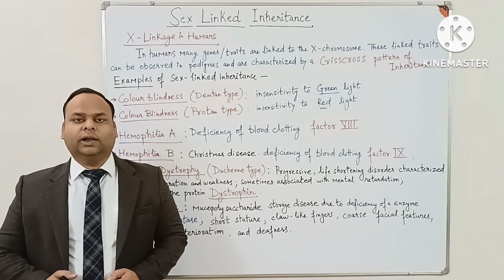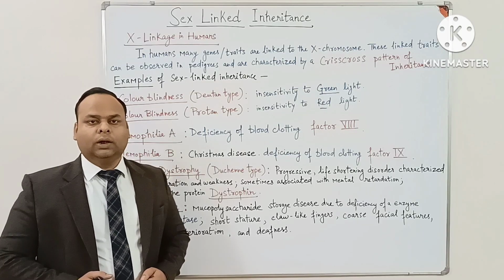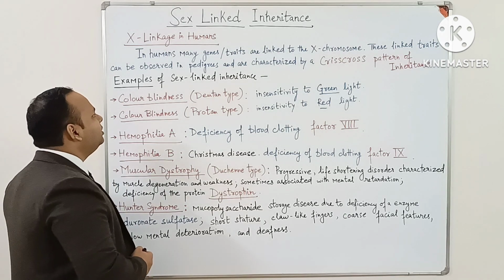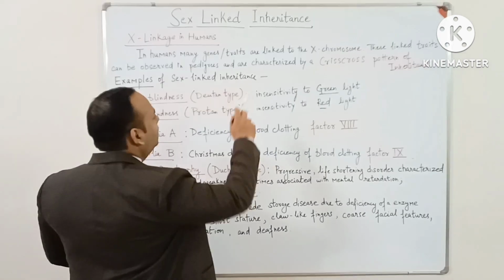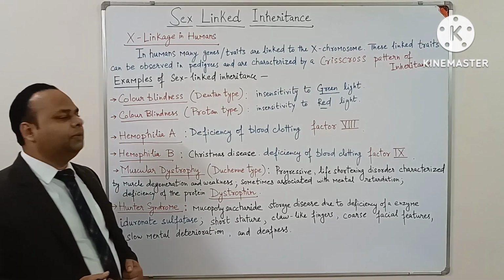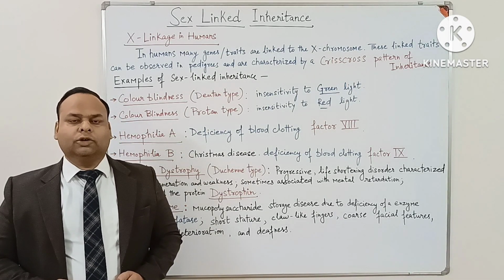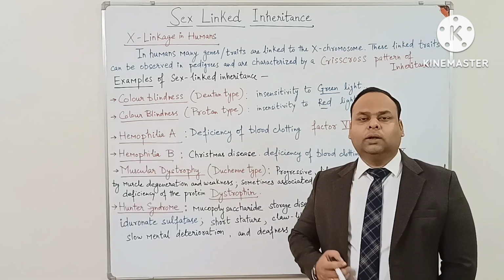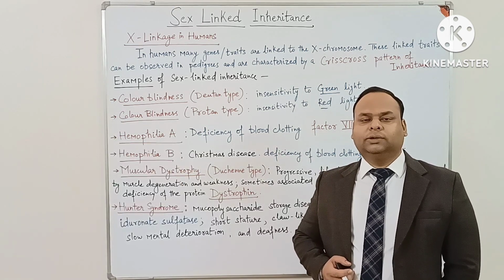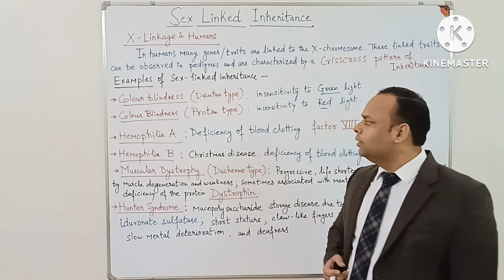Let's move to X-linkage in humans. In humans, many genes and traits are X-linked. These X-linked traits can be observed in pedigrees and are characterized by criss-cross pattern of inheritance. Let's see a few examples of sex-linked inheritance.